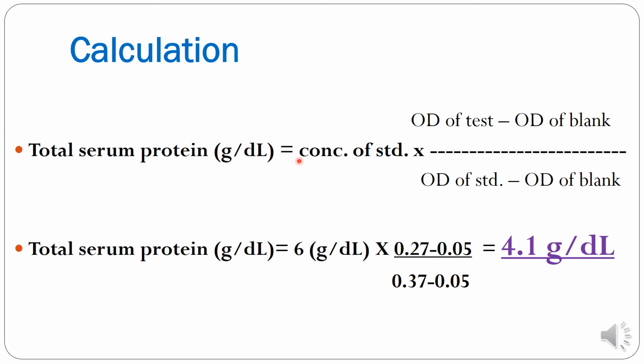As you saw in the demonstration, the reading for test was 0.27, but the reading for blank was 0.05 because it had its own color. And for the standard the reading was 0.37 and the reading of blank was 0.05. So we have to subtract the reading of the blank, and then we obtain this concentration, that is 4.1 gram per deciliter.